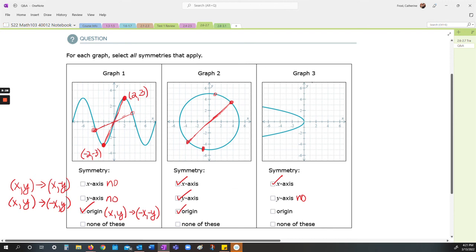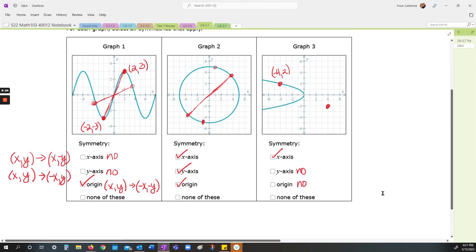Okay, so then for graph 3, if I pick some point, maybe this point again that's at negative 4, 2, if I change both signs, that would be positive 4, negative 2, which would be right here, and there's clearly not a point on this parabola over there. So this is going to be a no for the origin. Okay, so that's all the things for these 3 graphs.